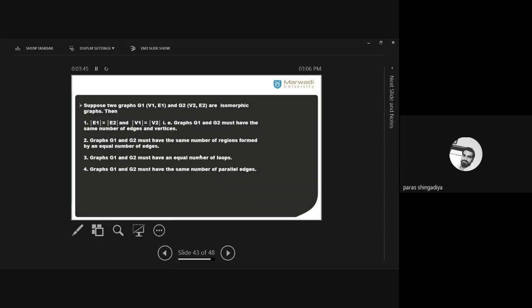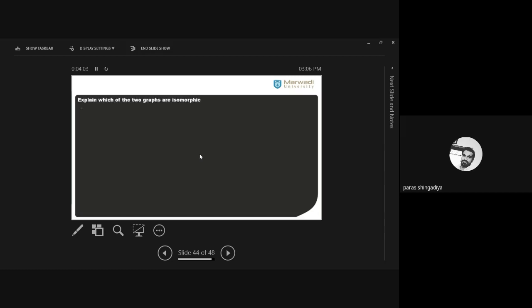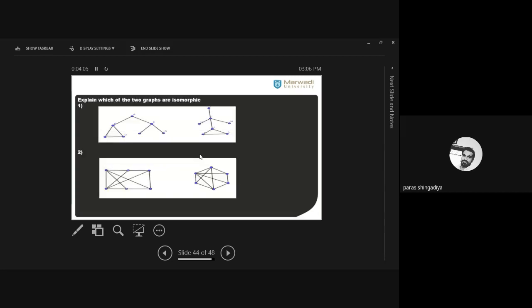But that is only an initial-stage condition to check whether they are isomorphic or not. We can have graphs where both have the same number of vertices and the same number of edges. Then we apply the one-to-one correspondence to verify whether they are isomorphic. For that we discussed this example. In the first case, the graphs have the same number of vertices and the same number of edges, but they are not isomorphic. Why? Because there is no one-to-one correspondence between these two graphs.